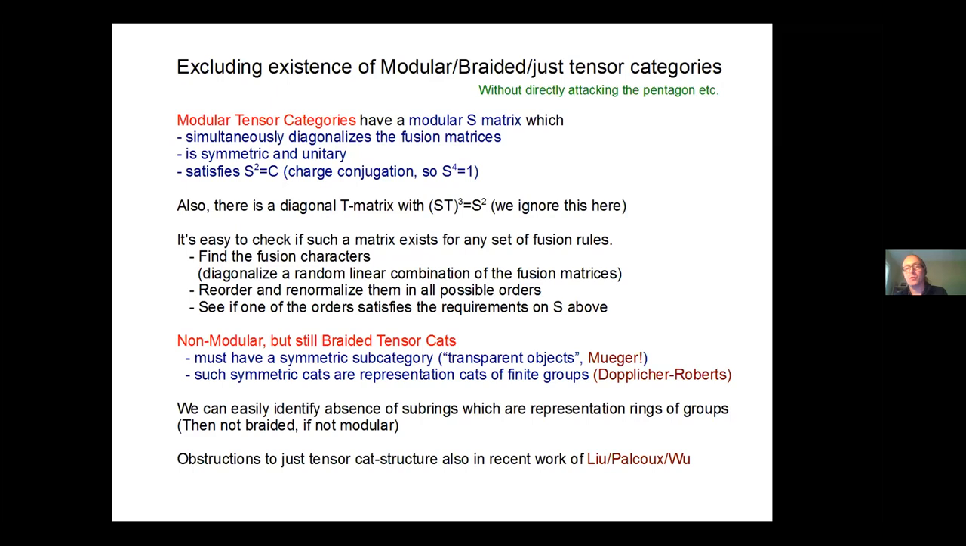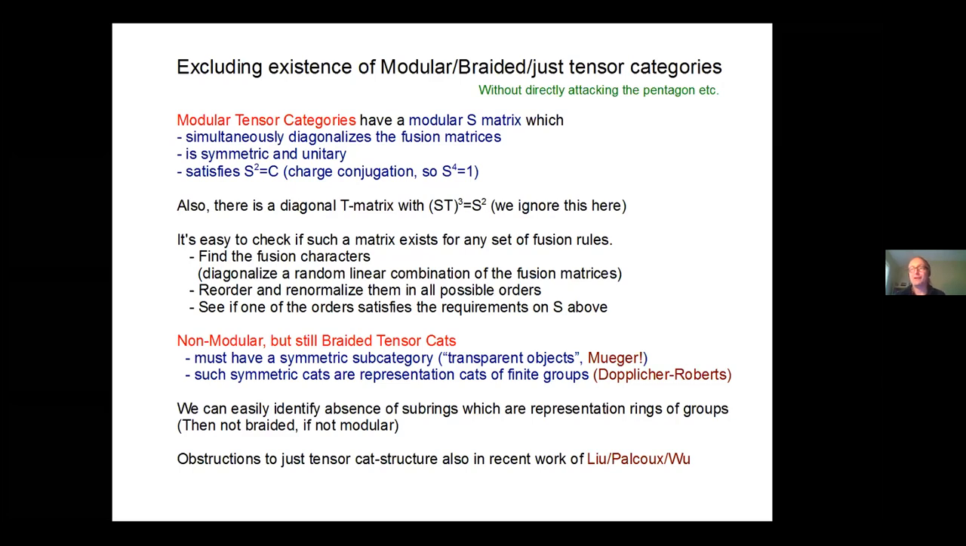And then you just reorder and normalize these fusion characters. I mean, they're the actual eigenvectors of all the matrices. So you already know that you can make a matrix out of those that will diagonalize all the matrices at the same time. The only question is if you can make a symmetric matrix out of them. So in order to do that, you basically play around a bit with renormalizing the vectors and reordering them in all the possible orders. And this is a very simple process.